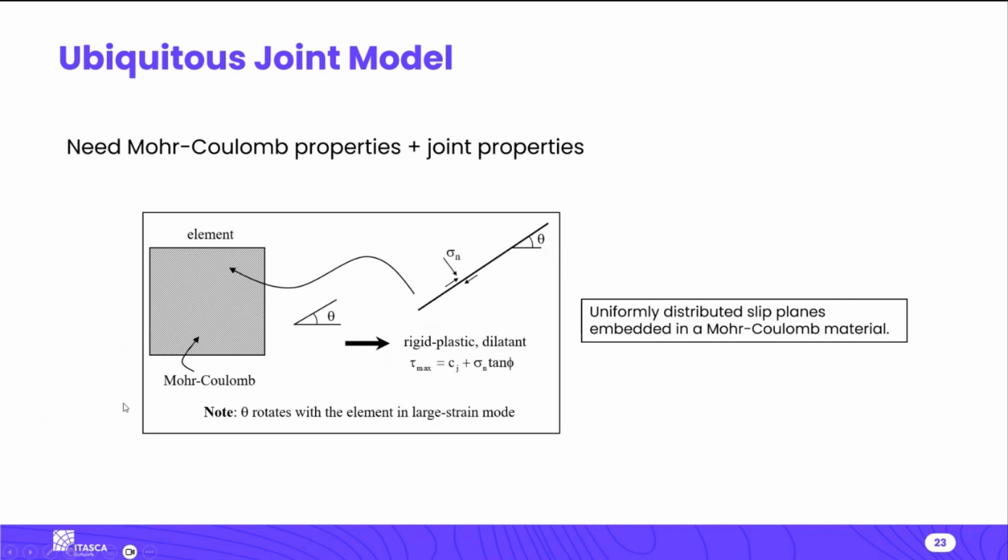So the situation might look like this. We're not actually modeling the joints. We're just coming up with a constitutive model that behaves as if there were joints there. So you have this matrix material of Mohr-Coulomb, and then you have these sort of fictional joints. You specify an orientation, you specify a cohesion and a friction for the joints, as well as a cohesion and a friction for the background material.